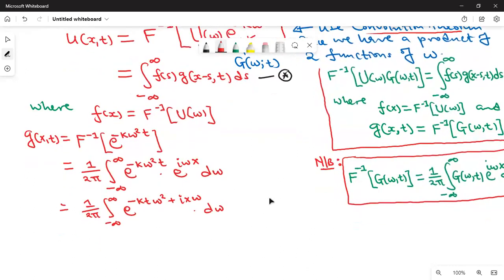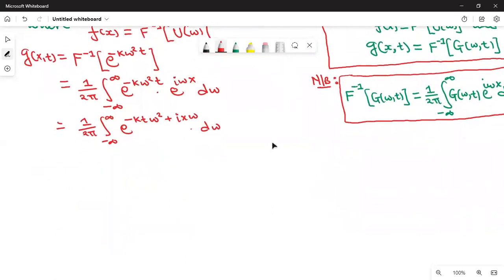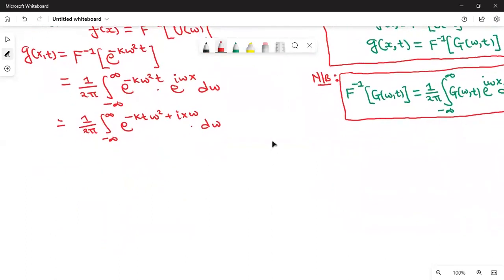Now, how do you integrate it? That's the question. Look at our exponent. It's a quadratic expression. This one here is quadratic. So what do we use? You complete the square.